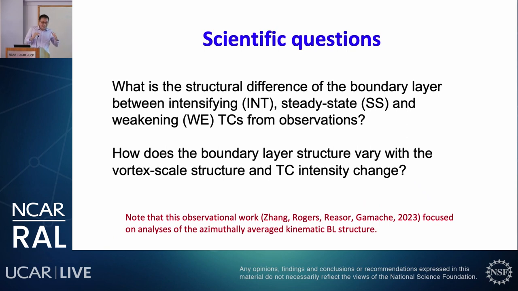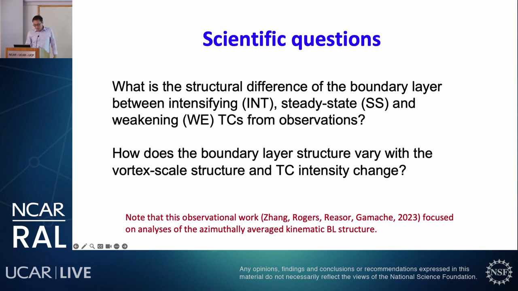Next I'm going to show the mean structure of the tropical cyclone boundary layer based on observations. This gives a review of how boundary layer processes, turbulent mixing and horizontal mixing, affect the boundary layer structure and intensity change, as tuned in the model physics. So what's going on in the real world? What are the structural differences? In this paper we focus on kinematic structure. What are the structural differences of the boundary layer in storms with different intensity change rates? We look at intensifying, steady-state, and weakening cases based on observations. We also study how the boundary layer structure varies with the vortex-scale structure, especially the vortex shape, and with intensity change.